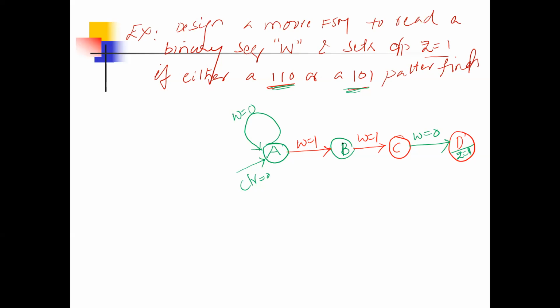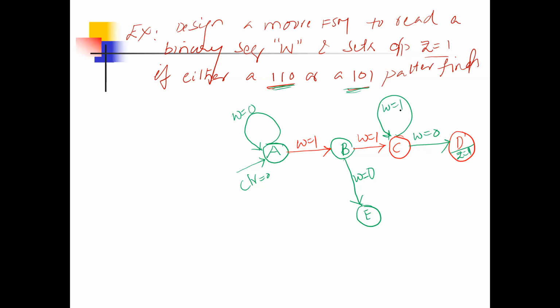Suppose whenever you are at state B, if the input is 1, the next state is C. If it is 0, the next state should be E. Consider one more state and connect like this. So you should go from B to E if the input is 0, that is 1 0. Next, suppose you are at C. If the input is 0, the next state is D. If the input is 1, the next state is the same, so W is equal to 1.